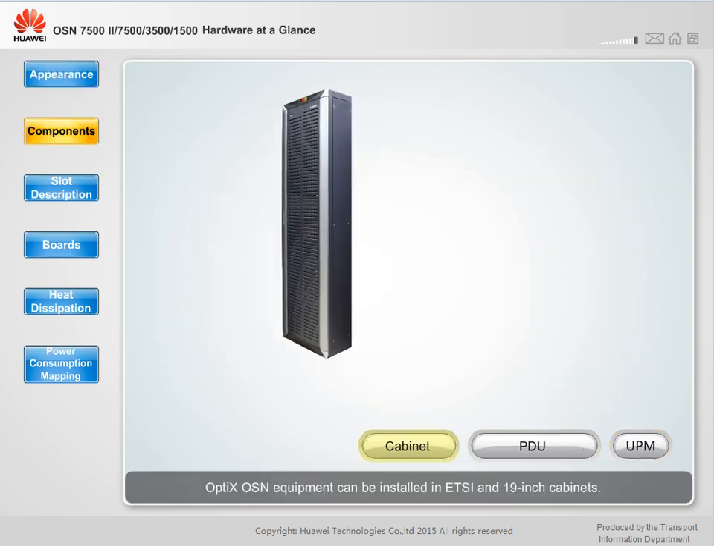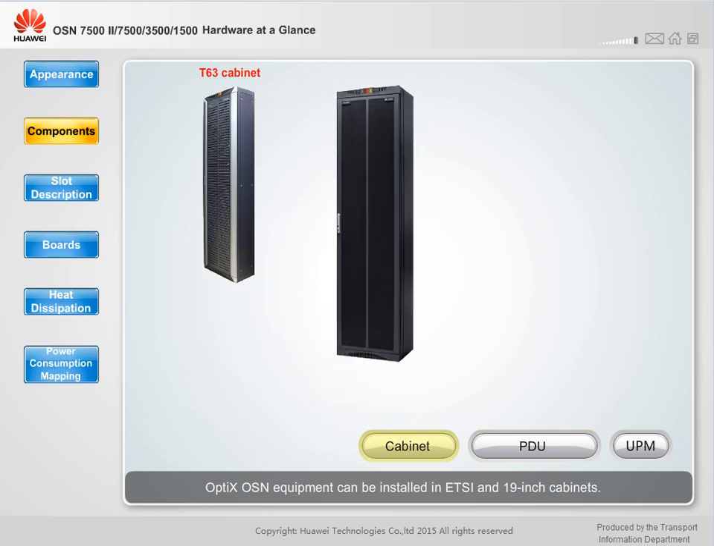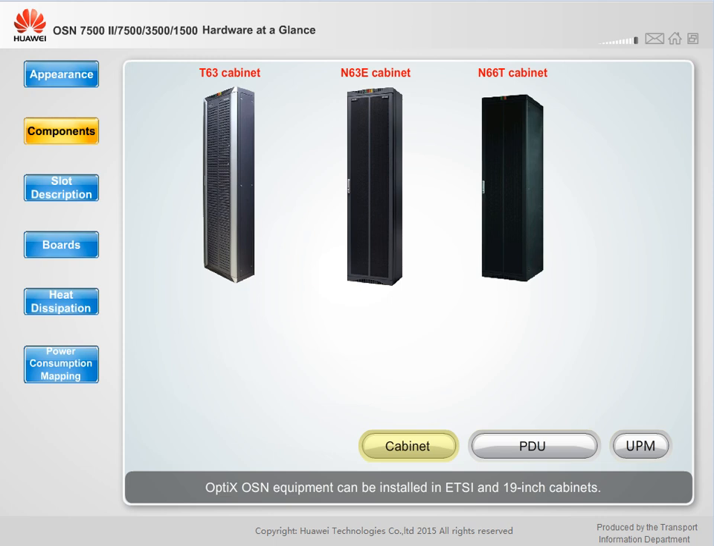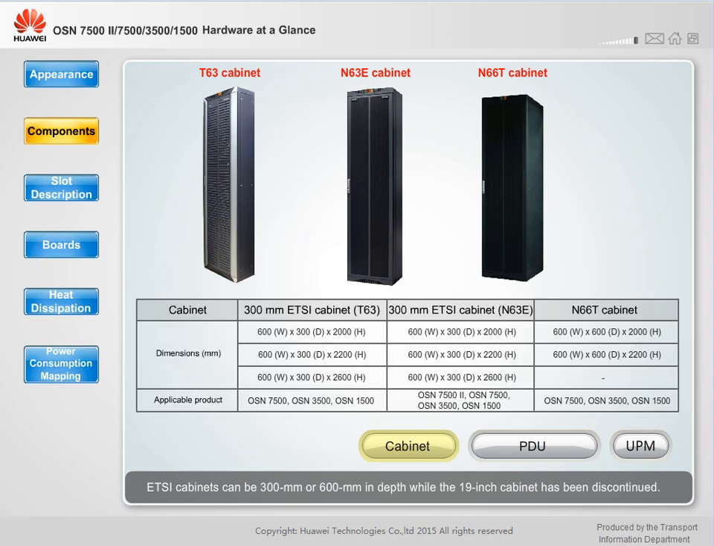OptiX OSN equipment can be installed in ETSI and 19-inch cabinets. ETSI cabinets can be 300 mm or 600 mm in depth, while the 19-inch cabinet has been discontinued. Different OSN devices are installed in different cabinets.